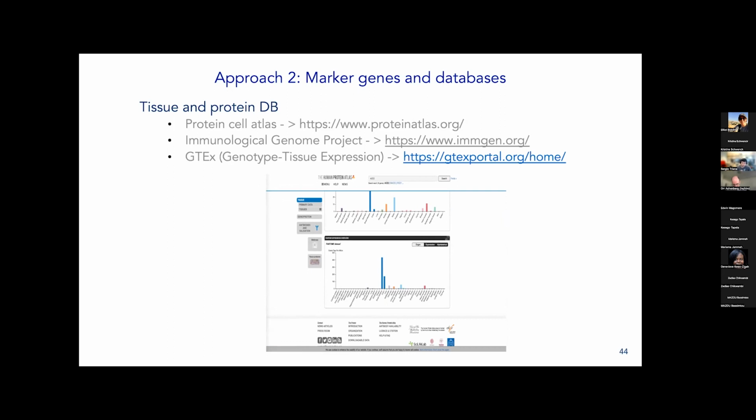If in your cluster this gene is specifically differentially expressed, you can try to figure out with these databases why, or where, or what that can be.